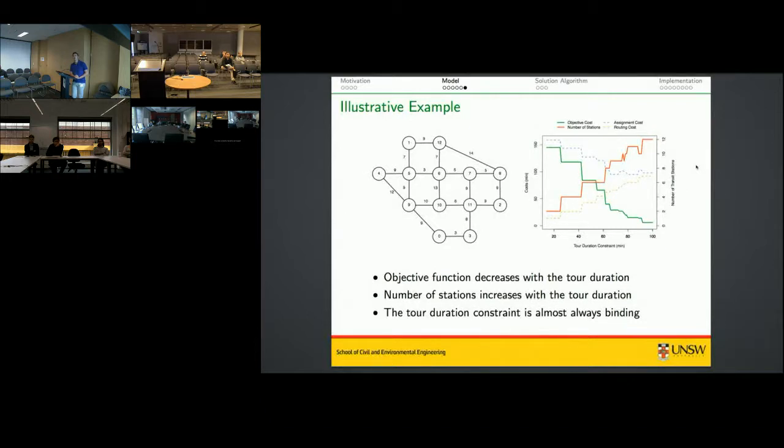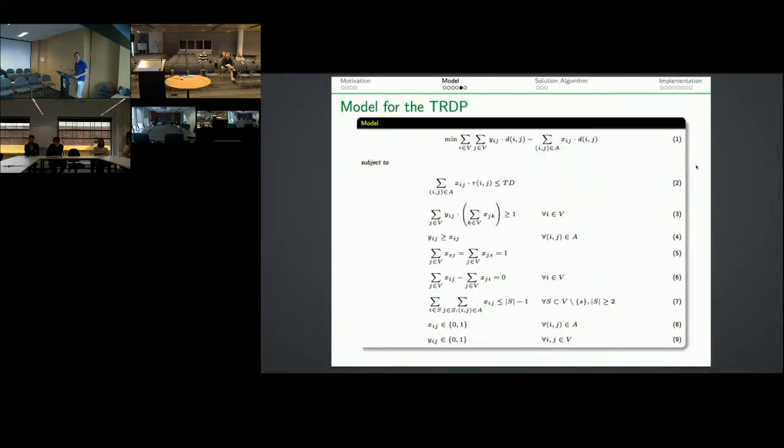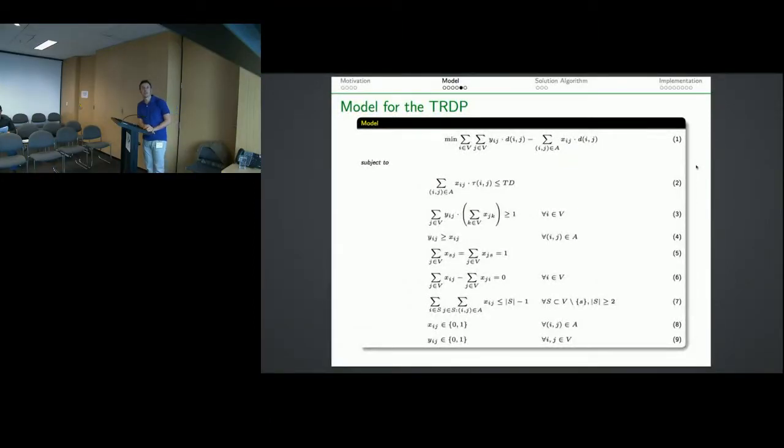I used, I think it's called a Fortet linearization, where you introduce auxiliary variables to linearize the product of binary variables. If I come back quickly to the model, the nonlinear constraint is constraint number 3, which is represented by a sum of binary variables. And you can simply add 3 constraints and a new auxiliary variable for each pair of binary variables. And you say that the auxiliary variable should be lower than each binary variable, and greater than the sum of the binary variables minus 1. And that enforces the product.